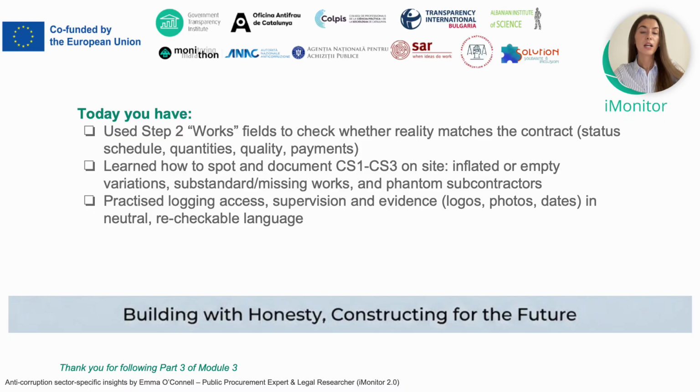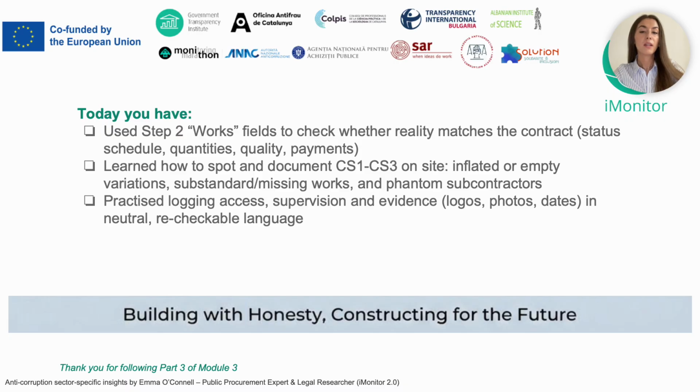Fifth, we focused on who's actually doing the work. Corruption Scheme 3 on the ground. You use the Step 2 field on company identifiers on site to compare the supplier and subcontractors listed in the contract with the logos and the names you see on machinery, trucks, PPE, and site boards. So if everything matches, that's reassuring. But if new names appear that never went through the original selection procedure, you're clearly seeing Corruption Scheme 3, irregular or phantom subcontracting. In a small drain project, this might be a politically connected company that suddenly appears during the excavation, even though another firm won the tender.